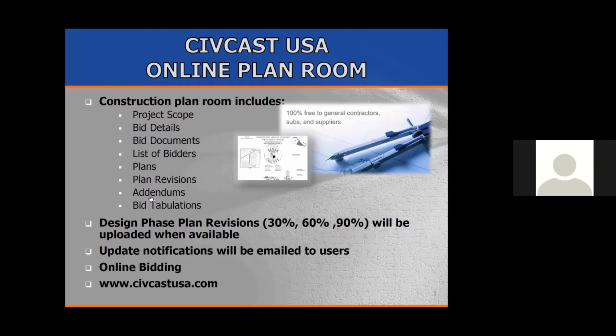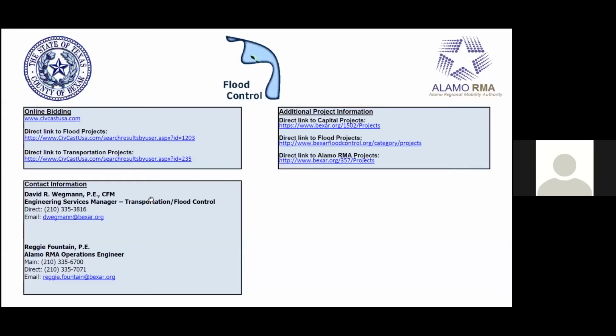And it's pretty much the end of my presentation. Again, there are some links here directly to our capital projects, our flood control projects, and our Alamo RMA projects. And also the contact information for my supervisor, David Wegman, who is our engineering services manager, who covers the transportation and flow control sections. I also have Reggie Fountain, who is our Alamo RMA operations engineer. So you could call him regarding any of the RMA projects. And I'll be here if you have any questions. Thank you, everybody.